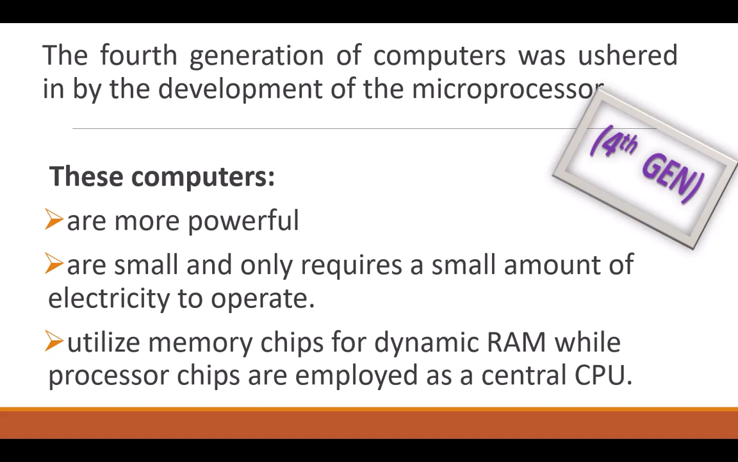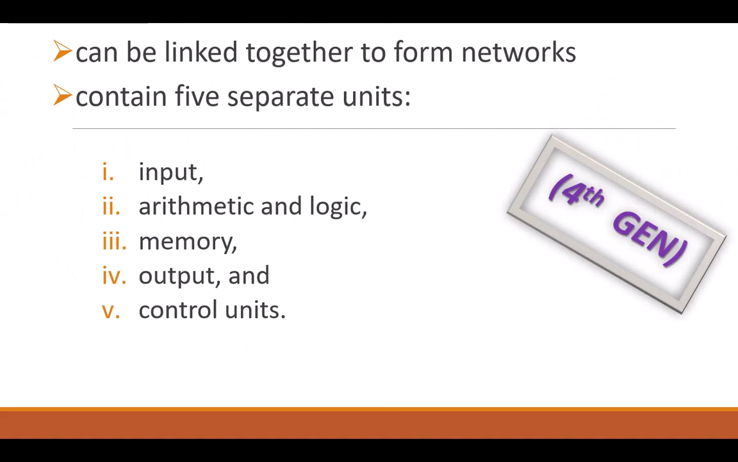These computers were more powerful as compared to earlier generations. They are small and therefore require a small amount of electricity to operate. They utilize memory chips for dynamic RAM, random access memory, while processor chips are employed as a central CPU. They can be linked together to form networks. The fourth generation of computers contains 5 separate units, that is, input, arithmetic and logic, memory, output, and control units.